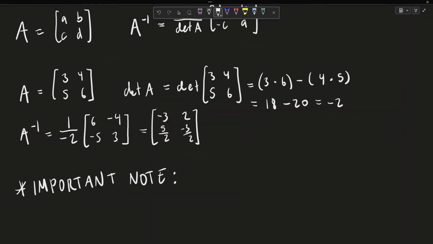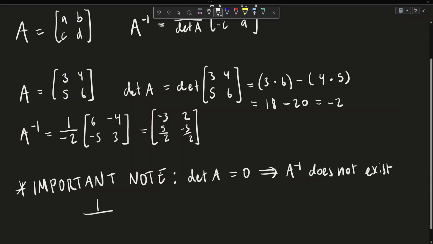An important thing to note is that when the determinant is equal to 0, the matrix is not invertible. So why is this? This is because we have to take 1 over the determinant of our matrix A. So if this value is equal to 0, this implies that we have 1 over 0, which is an indeterminate form. We can't divide any number by 0. Therefore, you can't have an inverse matrix, since you'd be dividing 1 by 0.